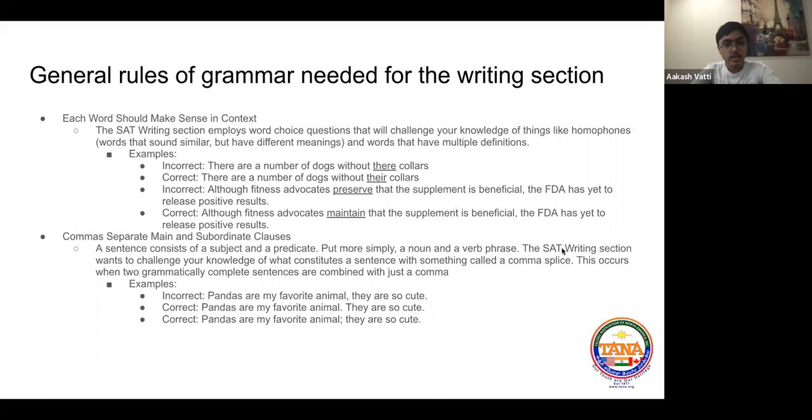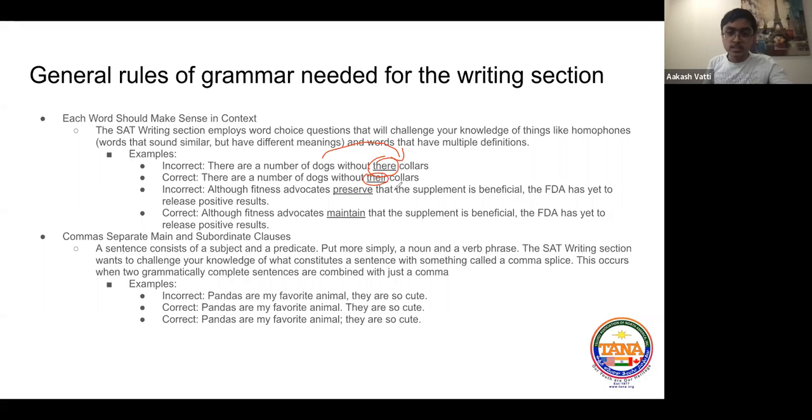There are a number of dogs without there collar. That is not correct, because "there" does not indicate that the dogs possess the collars. The correct version would be: there are a number of dogs without their collars, THEIR, because that indicates that the dogs possess the collars, versus this, which does not tell that the dogs have the collars. This does.